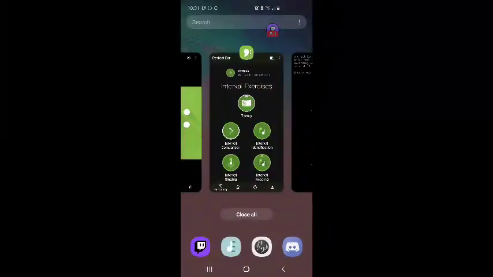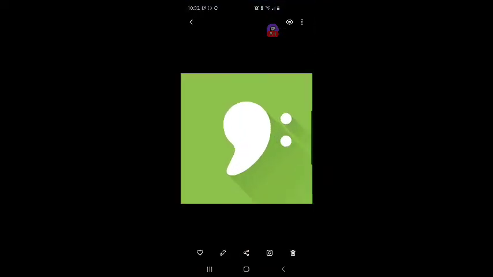Okay, so we read a little theory, we did a little interval comparison.